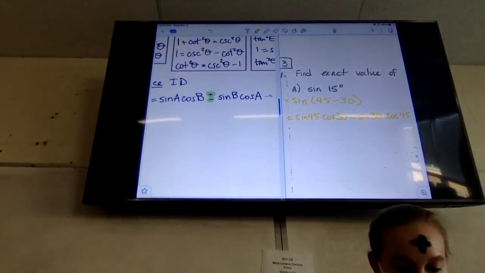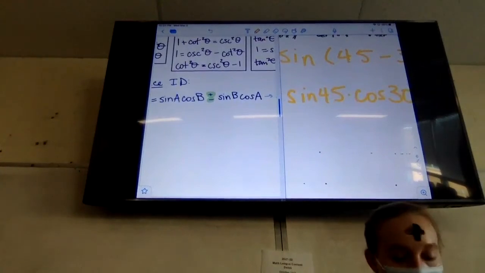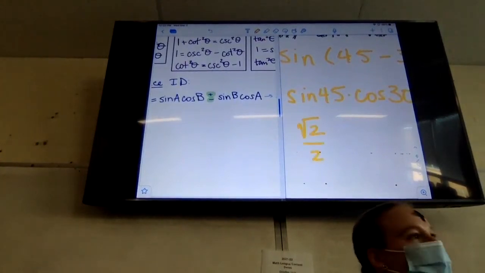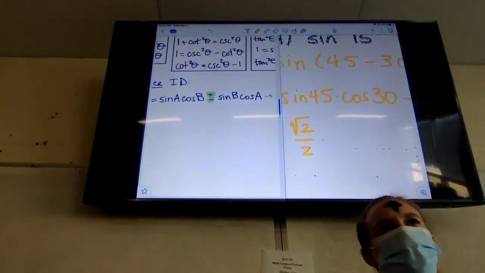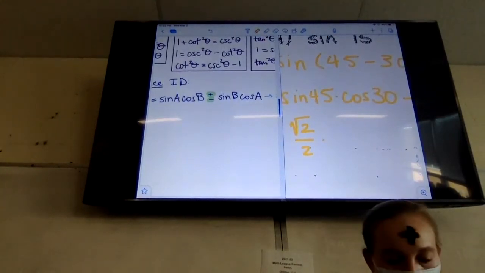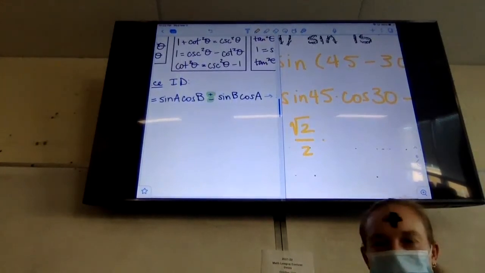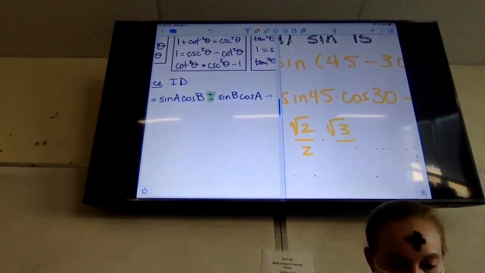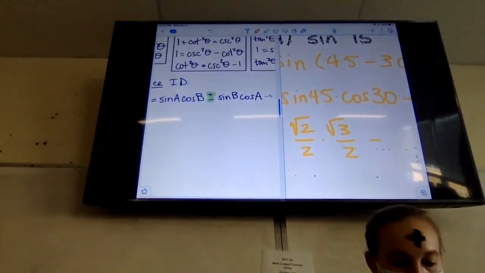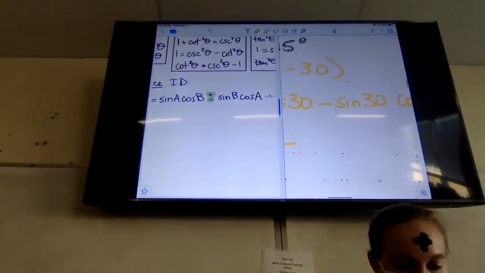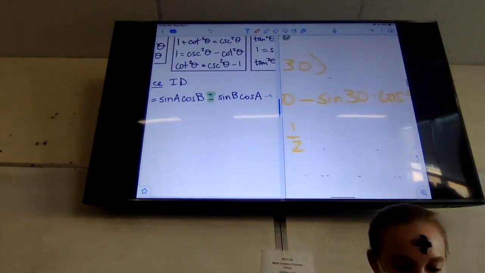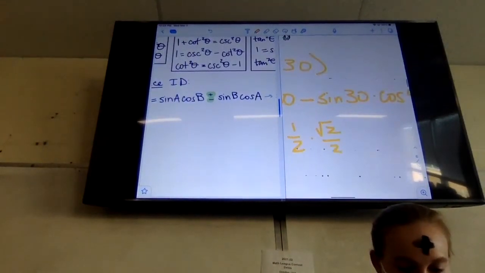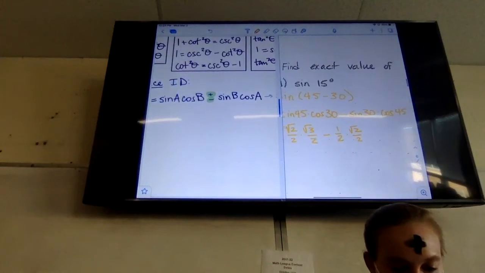What is sine of 45? Root 2 over 2. What about cosine of 30? That's a harder one. It's root 3 over 2. Minus, and then sine of 30 is 1/2. Cosine of 45 is root 2 over 2.